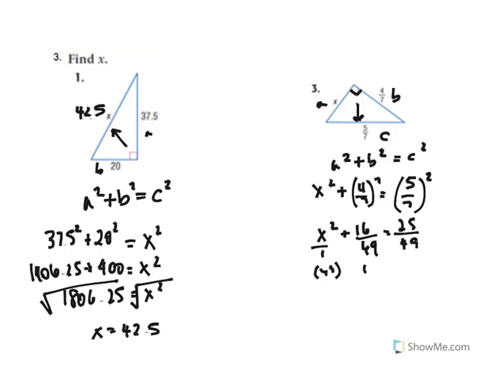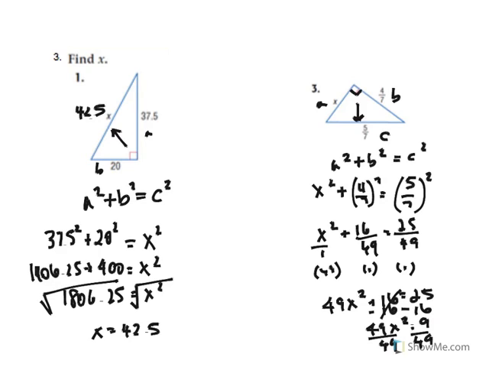Rationalize our denominator, and we get 49x squared plus 16 equals 25. Subtract 16 from both sides. 49x squared equals 9. Divided by 49, divided by 49, x squared equals 9 over 49. Take the square root of both sides. I get x equals 3 over 7. And I'm done.